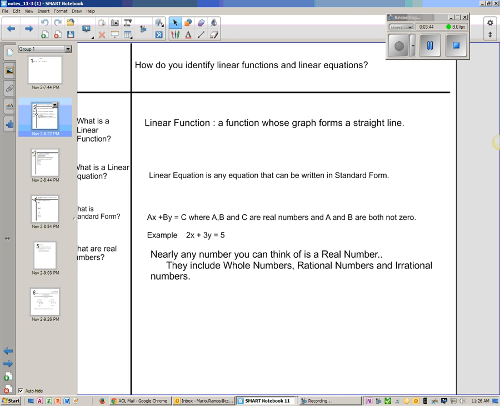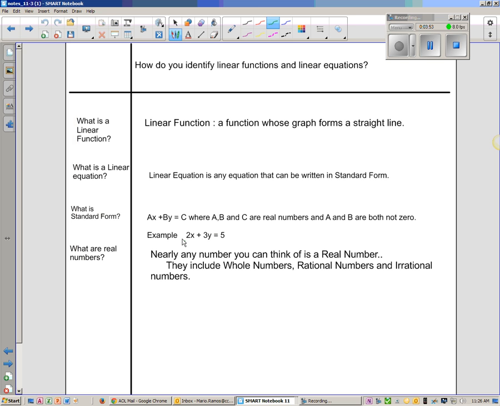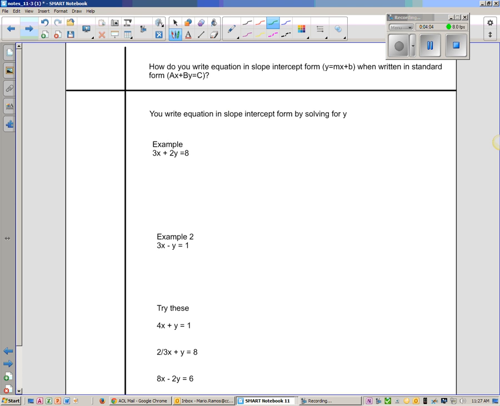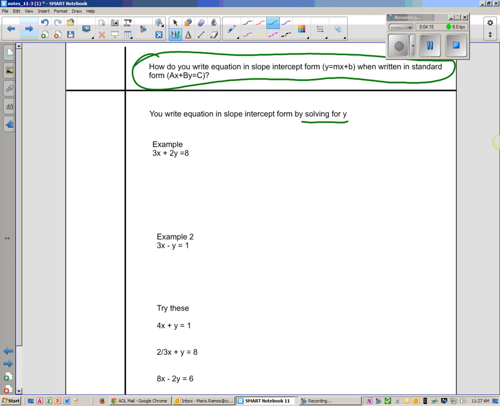Where are we at here? How do you identify linear functions as linear equations? This is where we talked about standard form. Okay, and you can see that in the quiz problem, the problem is written in standard form, and your job is to put it in slope-intercept form. Okay, so what we did here is, in order to do that, you have to solve for y. And if you notice here were your notes that you were given. How do you write an equation in slope-intercept form when written in standard form? So this is the problem that you would have needed to look at. And we did work 2 examples on how to do this.